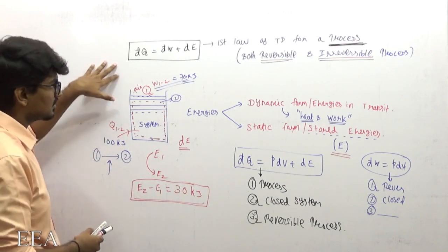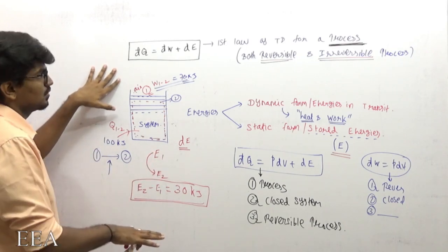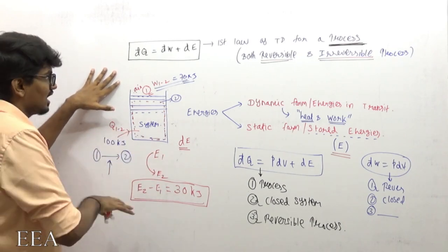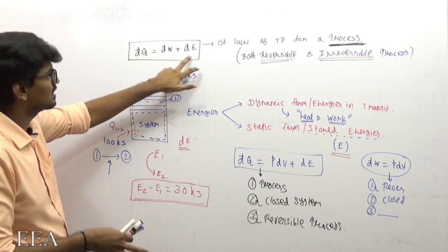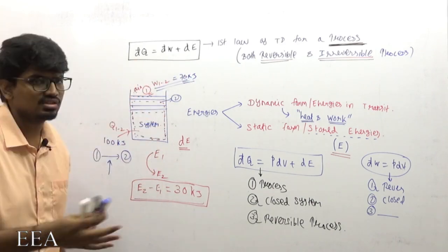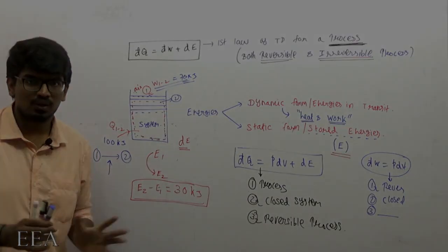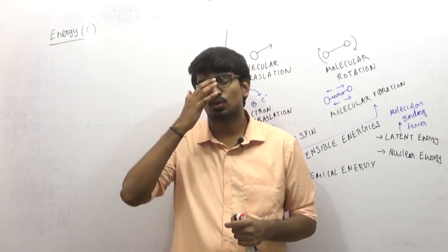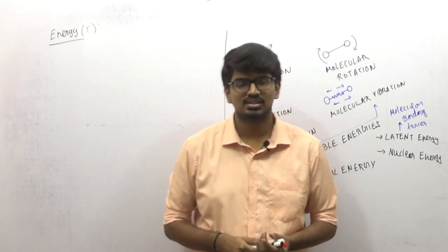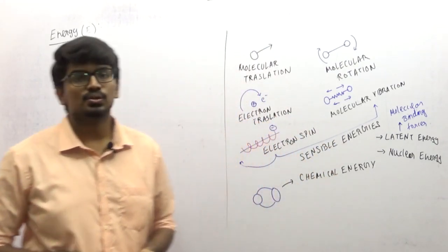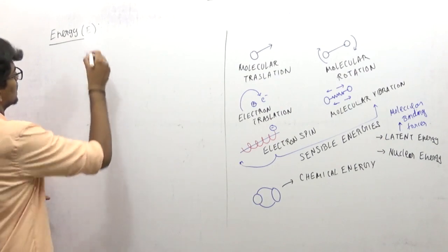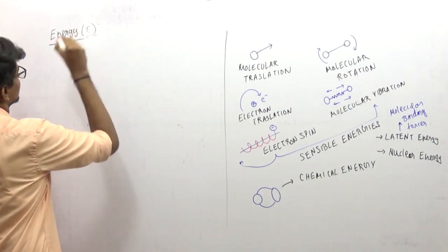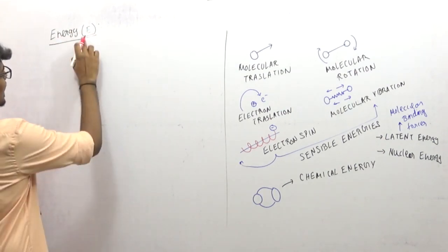And the first law of thermodynamics for a process is directly giving us the change in energy. What is it? Nothing but the difference between the heat transfer and work transfer in a process. So when we are discussing the second consequence of the first law of thermodynamics, we got introduced to a new term called energy.